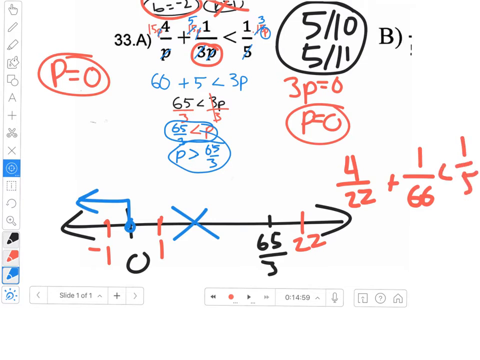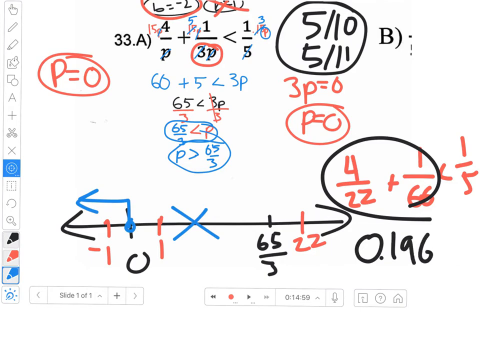So on the calculator, you could actually do this. Just go 4 divided by 22, or you could even put in parentheses, 4 divided by 22, close parentheses. And then put plus, open parentheses, 1 divided by 66, close parentheses. Hit equal, and you'll get 0.196. And 1/5, if you did that on the calculator, 1 divided by 5, you get 0.2. So this is a true statement, which means that the answers are on this side.